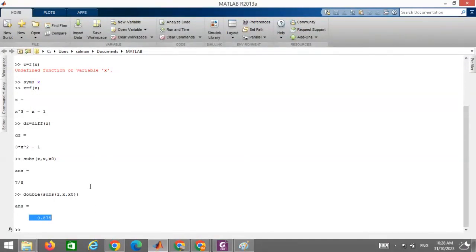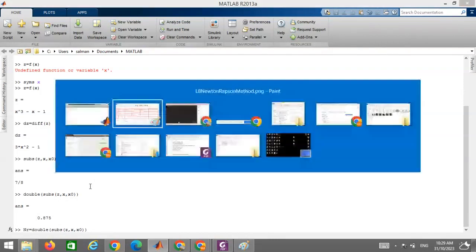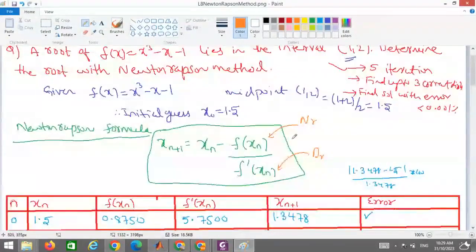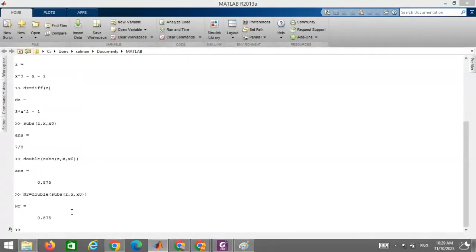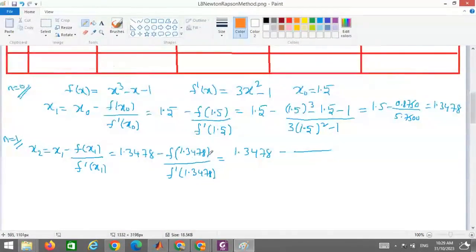So what I will do is, similarly, this is called the numerator, right? I just write numerator is equal to this. As I have shown you here, this is our numerator. The numerator is the f of x value. So the numerator you got is 0.875, correct? This is the numerator, 0.8750.